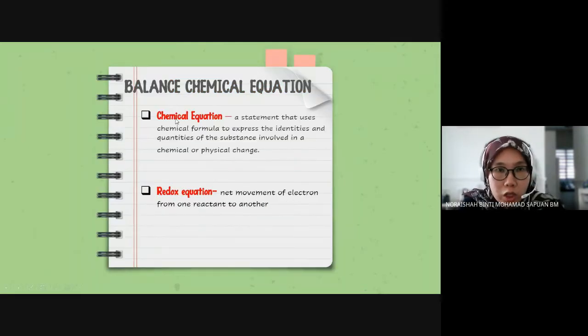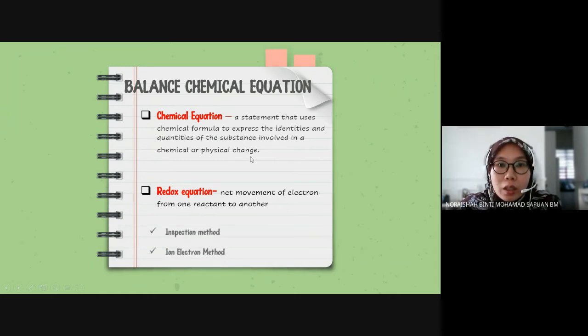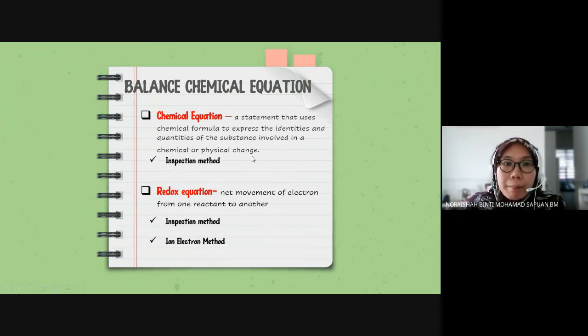Balance chemical equation ni ada dua jenis, iaitu chemical equation dan juga redox equation. So untuk chemical equation ni adalah statement that use chemical formula to express the identities and quantities of the substance involved in chemical or physical change. Okay. So dekat sini kita chemical equation yang biasa yang kita balance ikut bilangan atom antara reaktan dengan produk. So method yang kita guna adalah inspection method.